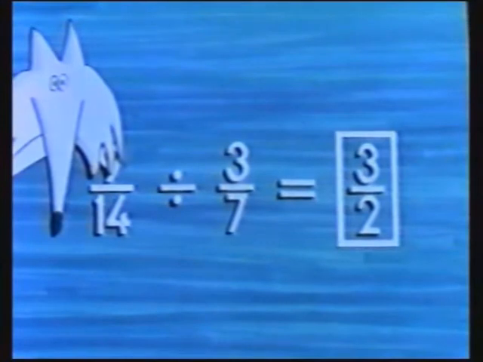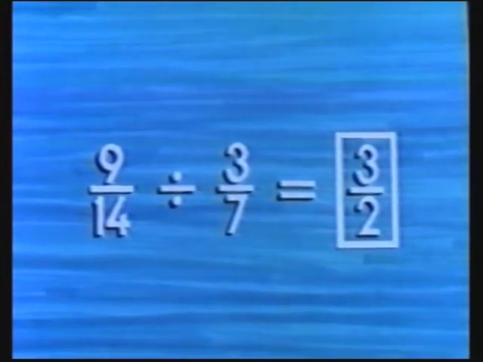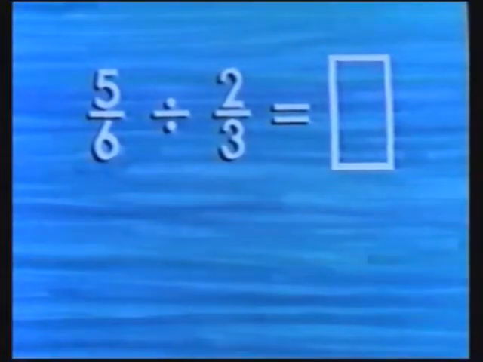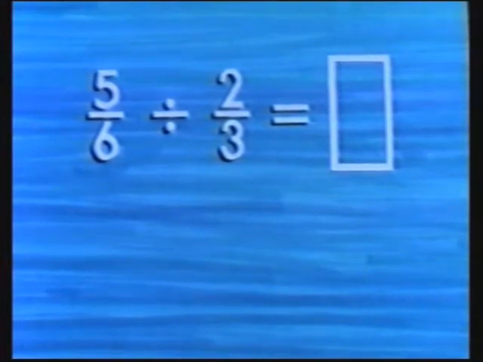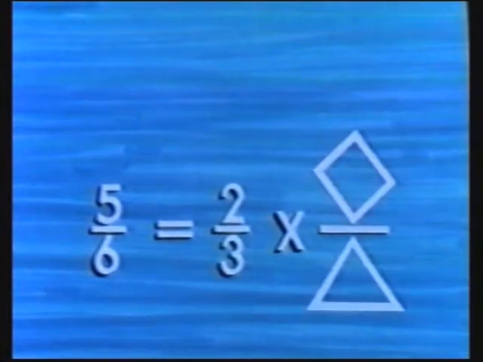Let's see how we did. 9/14 divided by 3/7 is 3/2. That's right. Okay, Lola. Now we'll try one that's a little harder. That's right. Change it to a multiplication problem. Right. You must find the missing numerator.